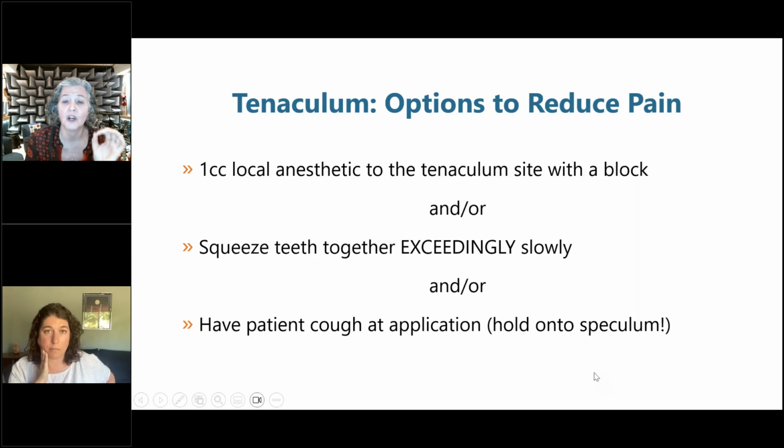You could also go exceedingly slowly, just painfully slowly, or have them cough as you're putting it on. Hold onto the speculum so it doesn't fly out, and have them cough first to practice, so that they're not just making a little lame cough. Let them know you really want them to give a real cough, and then right as they're coughing, you would place it, and that would be done more quickly.